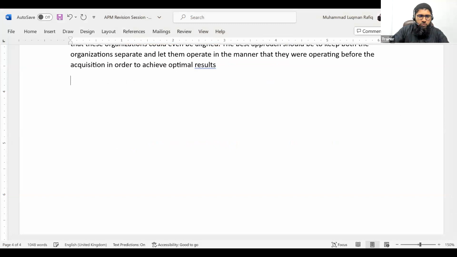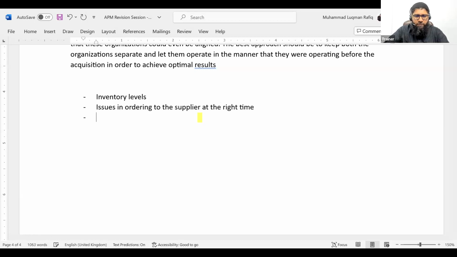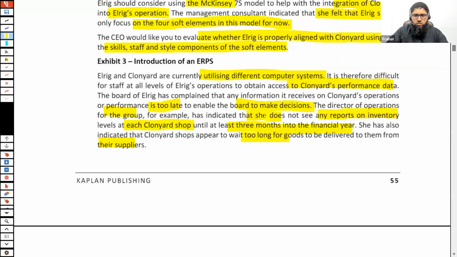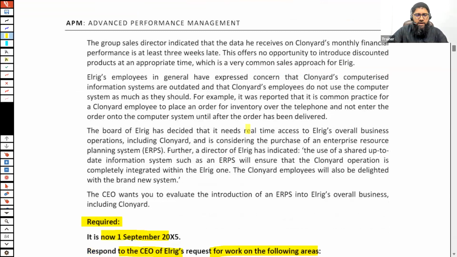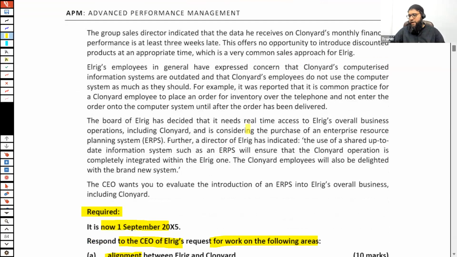I'm just going to mark down: inventory levels. Issues in ordering to the supplier at the right time. That's also an issue that you're facing. Information is too late to make any decision. Okay, I'm just listing down the pointers. As we move forward, I'll just talk about it. Now, can you just read through this part?